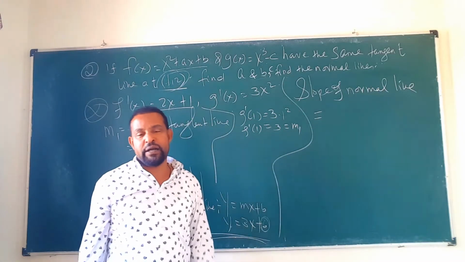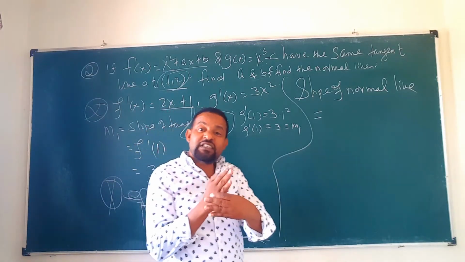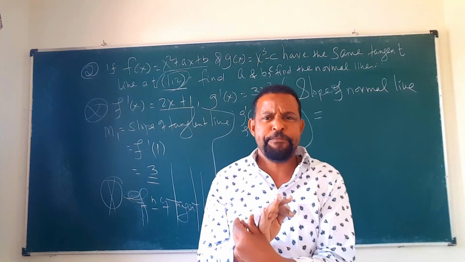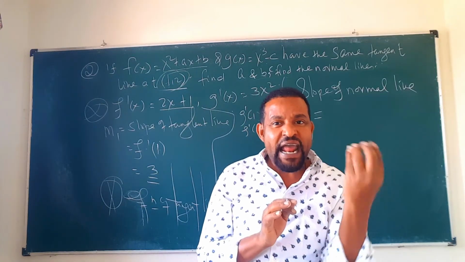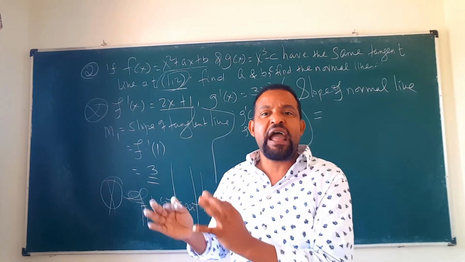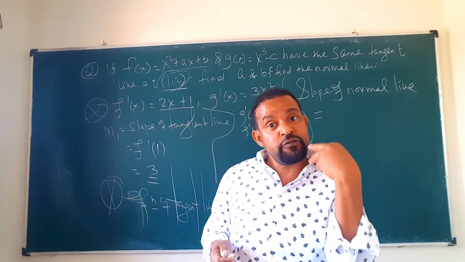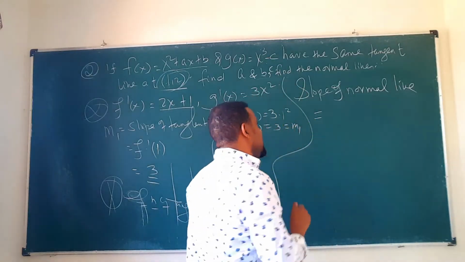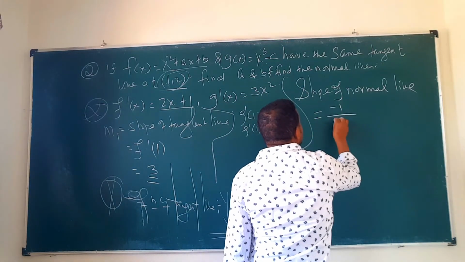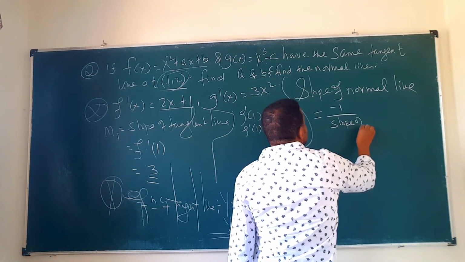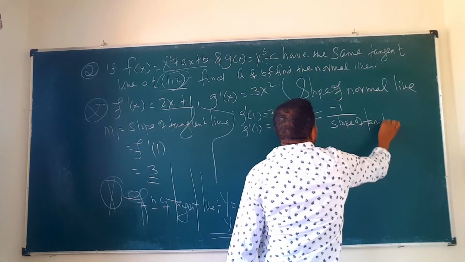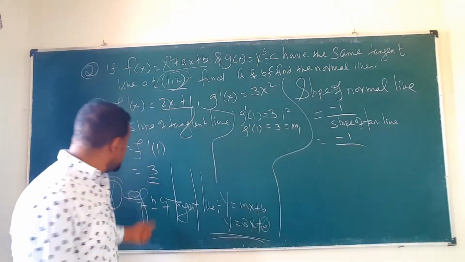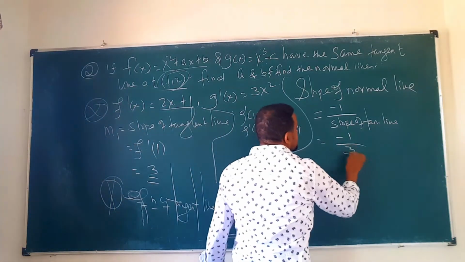Slope of normal line ማግኘት አለበት። So you know that since the tangent line and the normal line are perpendicular to each other, forming 90 degrees, then the slope of the tangent line times the slope of the normal line is -1. ስለዚህ slope of normal line ማለት ነው -1 over slope of tangent line. The slope of tangent line is 3, so -1 over 3.